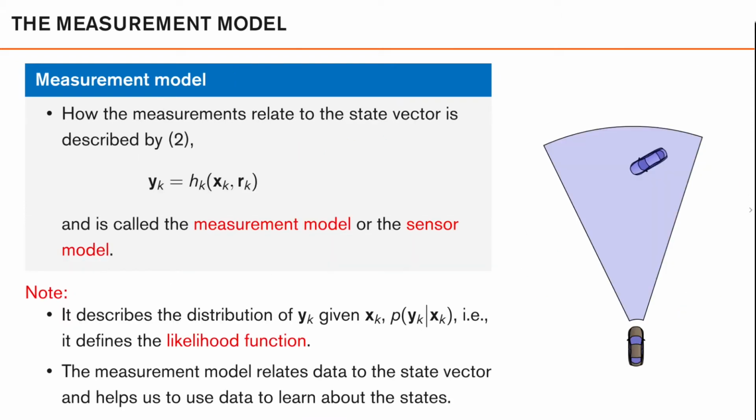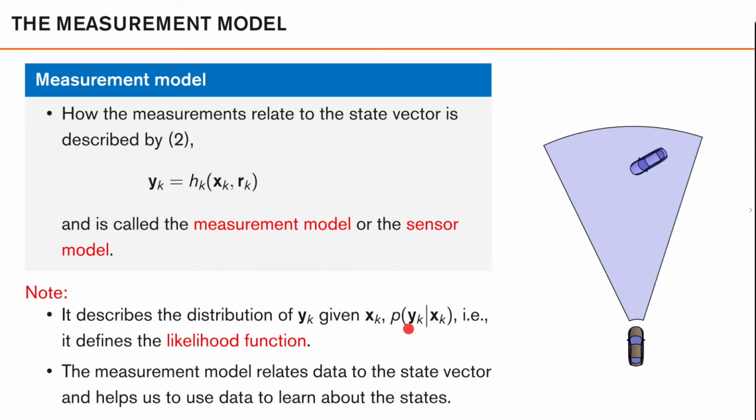The other piece of the puzzle is what's called the measurement model, which describes how the measurement relates to the state vector using this equation here. Also in this case, we have two names that we use interchangeably. We call it the measurement model or the sensor model. We should note that, as with the motion model, the measurement model has an equivalent probabilistic interpretation, as it describes the distribution of yk given our state xk. So p of yk given xk.